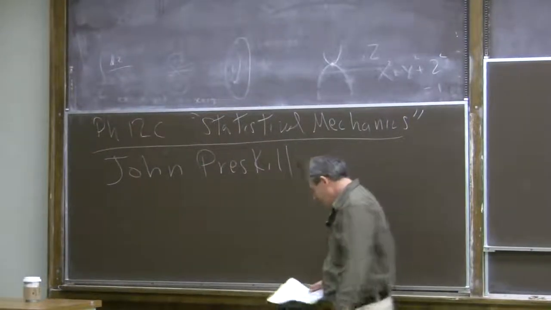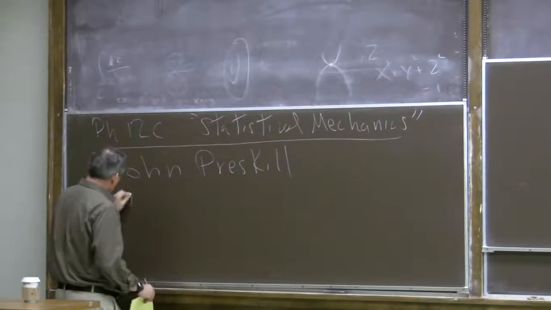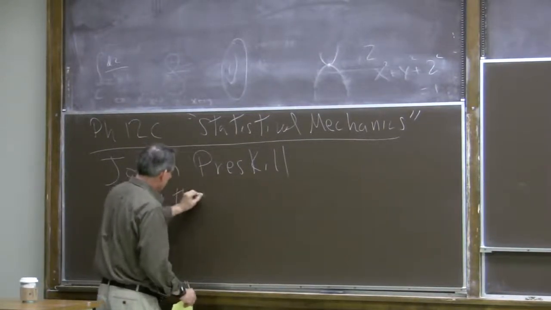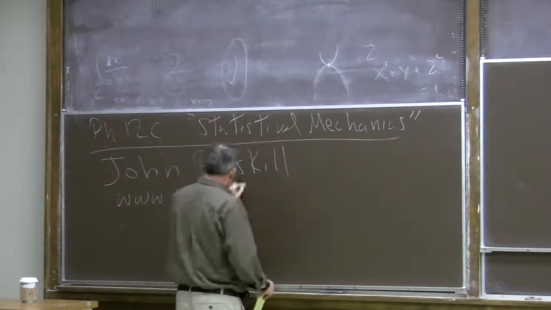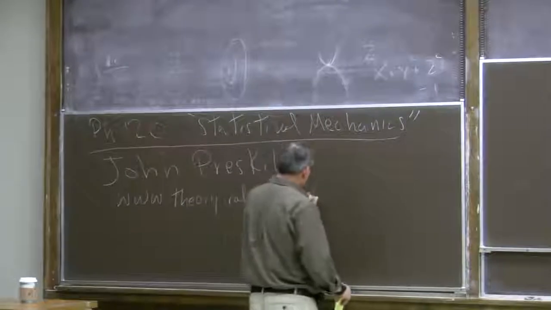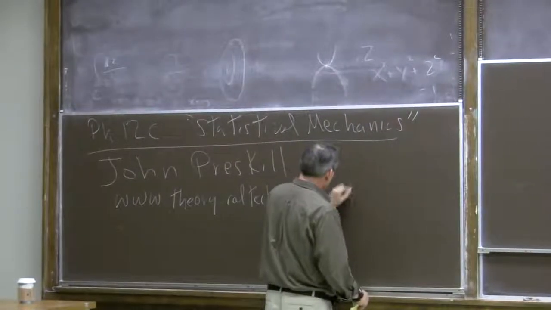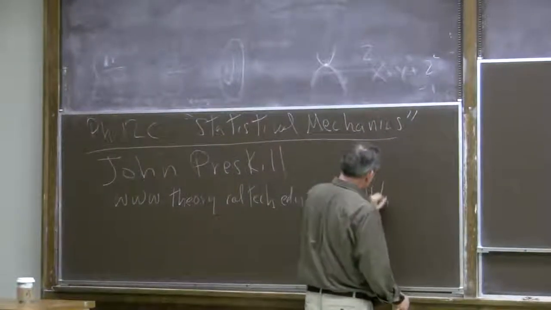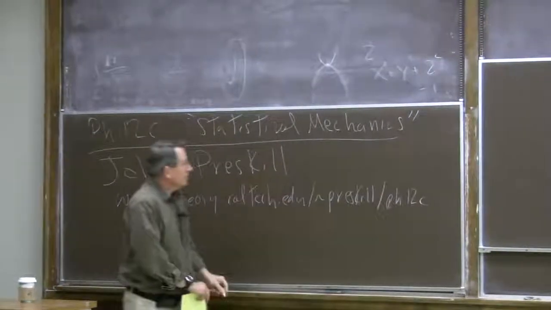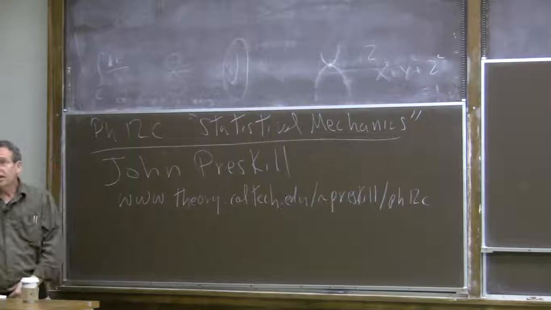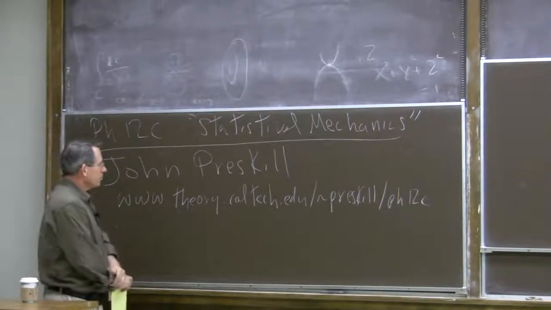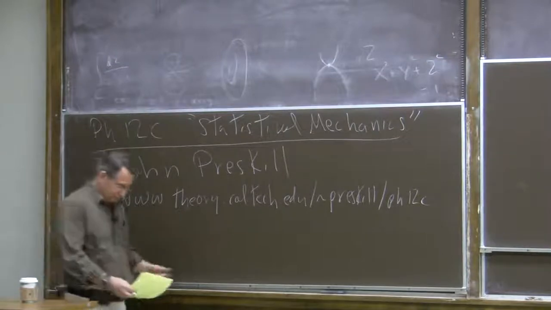The course has a website, different than last term. It's www.theory.caltech.edu/~preskill, my last name, PH12C. The administrative details are similar to last term, and they're all on the website. That's where the homework will be posted.